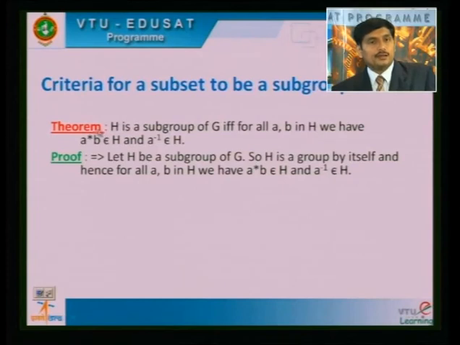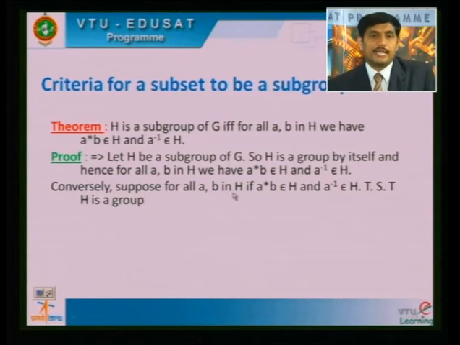H is a group means what? This is the closure property, meaning if a, b belong to H, then a star b definitely belongs to H, that is the closure condition. And if a belongs to H, then a inverse also belongs to H because H is already a group, that is the basic definition. Then the first, necessary condition is over. Next, what is to be shown in the sufficient condition? H is a subset and it satisfies these two conditions. We want to show that it is a group.